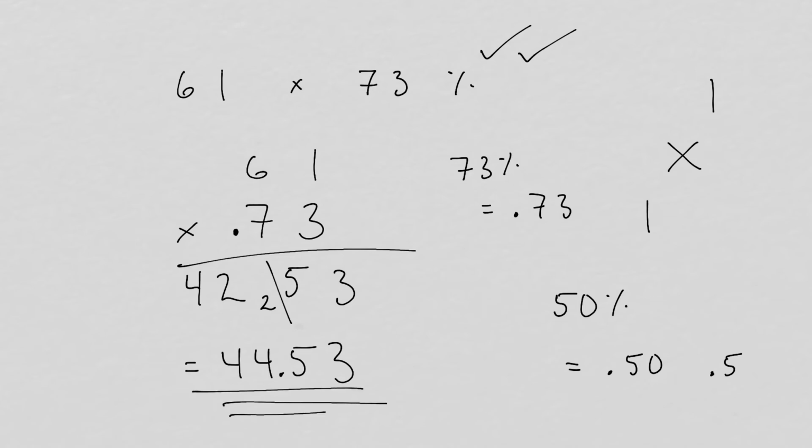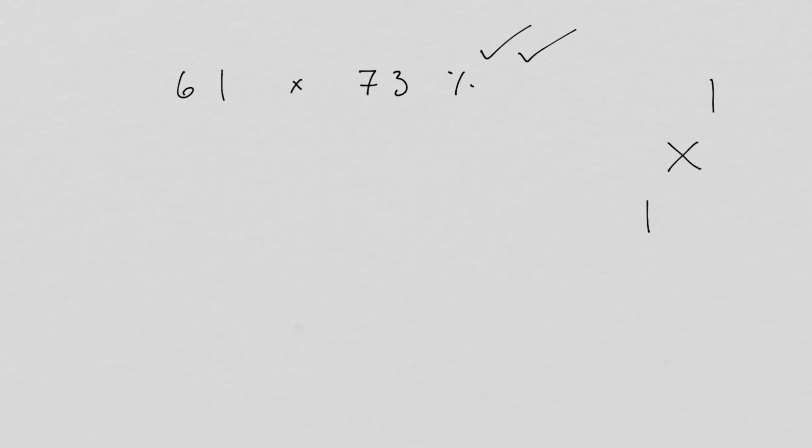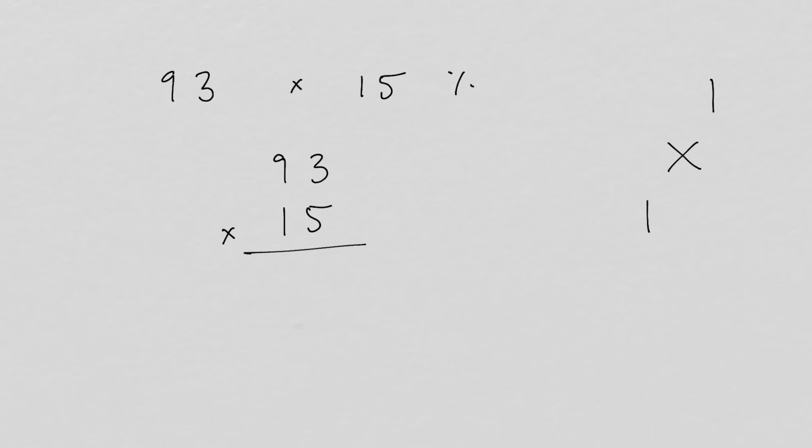Let's try another example. Let's do 93 times 15%. So we have 93, we have 15. First step, 3 times 5. 3 times 5 gives us 15, so we write a big 5, carry 1. Next step, we do 9 times 5 plus 3 times 1. So 45 plus 3 gives us 48. So big 8, carry a 4. Next step, 9 times 1 gives us 9. Now all we need to do is our carries.